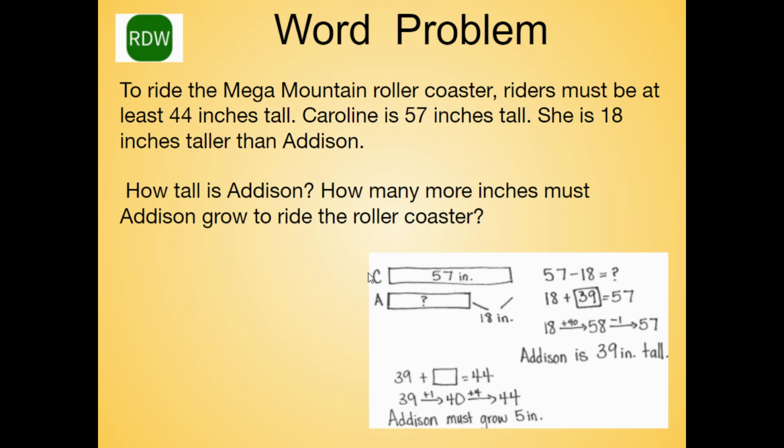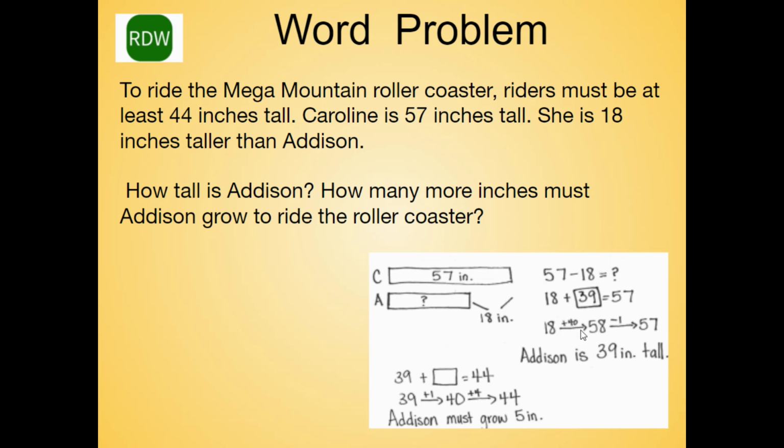All right, so did you draw out Caroline 57 and put a question mark for Addison's height? And then did you put the additional 18 inches because Caroline is 18 inches taller? So that means that you have to take that 18 inches from the 57. When you do that, then you'll be able to come up with your answer.